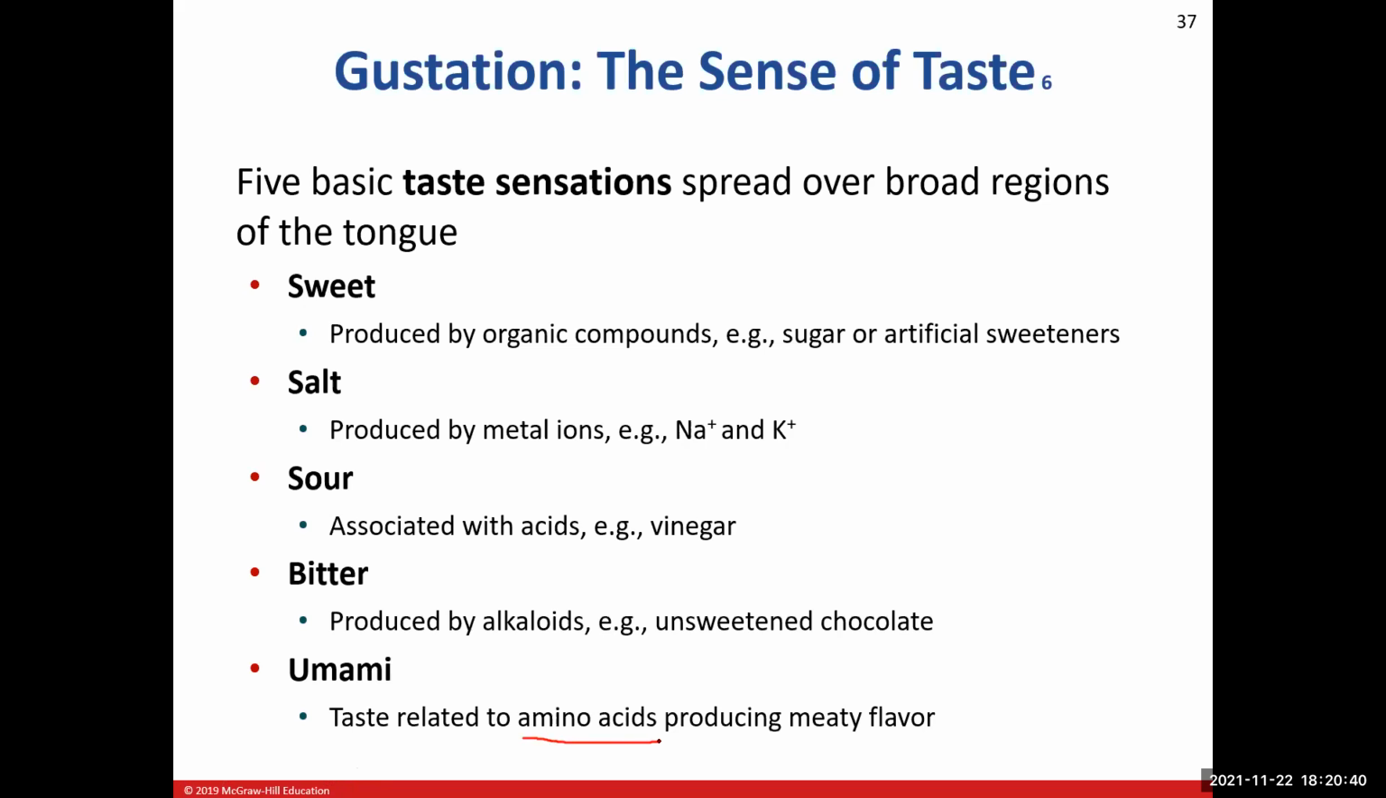the amino acids. All right, so sweet is produced by organic compounds, natural sweet sugars, for example, if you're eating an apple or an orange or a peach and whatnot. Salty comes from the metallic ions, sodium, potassium, iron. Sour comes from items that are acidic. If you recall, they have a low pH. Like vinegar is a great example. Lemon juice. And then bitter is something that is alkaloid or basic. That means they have a high pH.